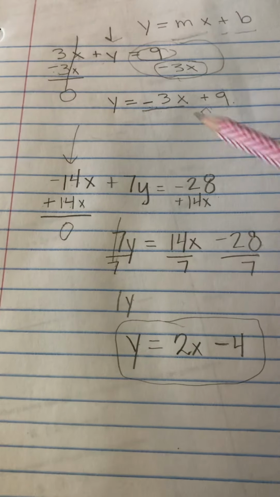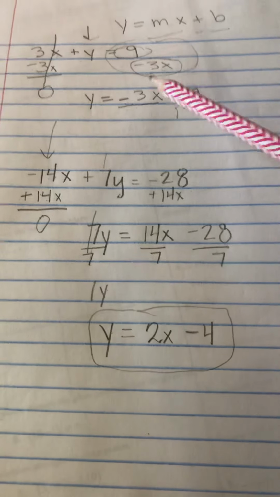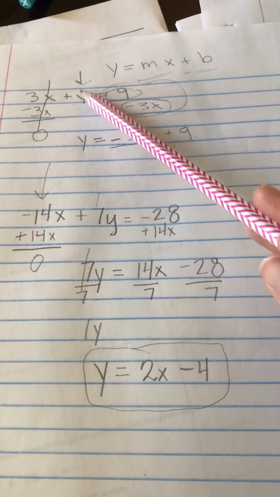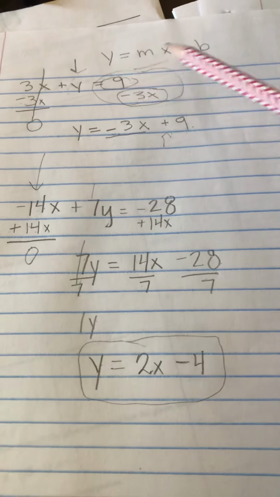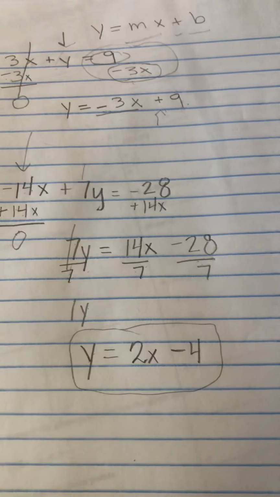And same thing over here. The only extra step we had over here was that we had the 7. So that's why we had to divide by 7. We did not have to divide by anything on this first problem because the y, the coefficient was 1. There was nothing to divide by. So this one was a little bit harder because you did have to divide across by 7.